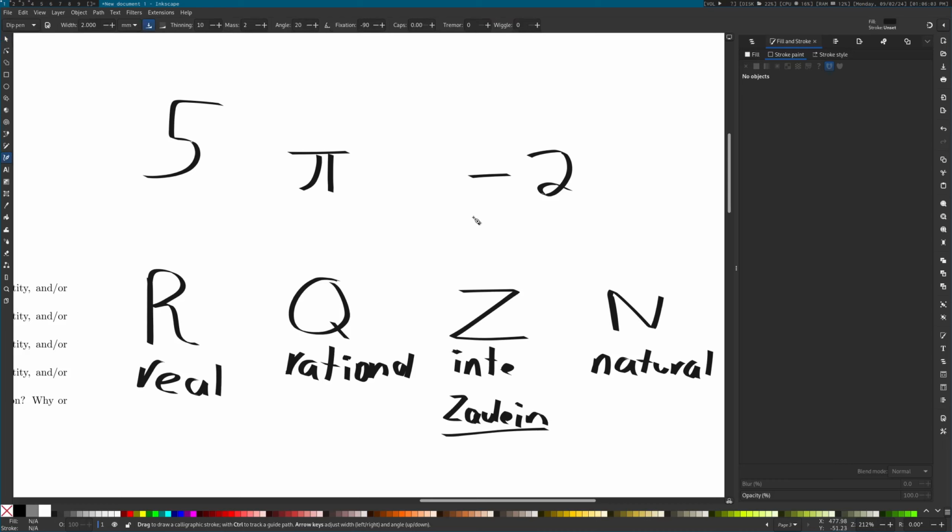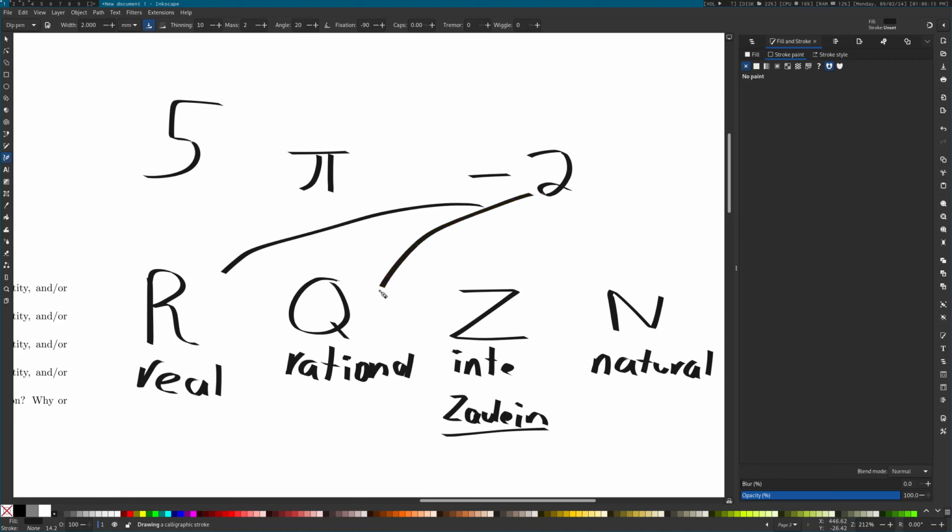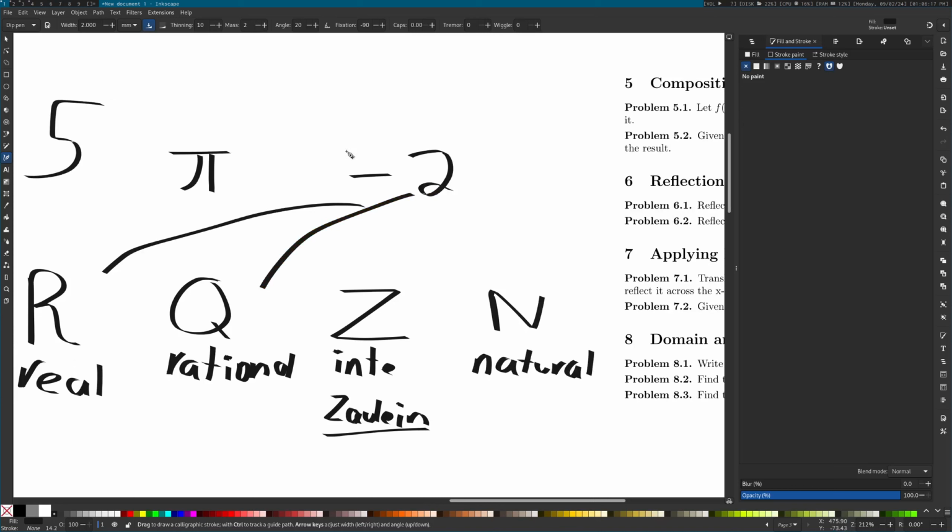Okay. And now -2. Is -2 a real number? Can you graph this? Yes. Let's draw this line. How about, is -2 rational? Yes, you can write it as -2 over 1, -4 over 2. Okay. And what about integer? Is -2 an integer? Yes. It's an opposite of a whole number.